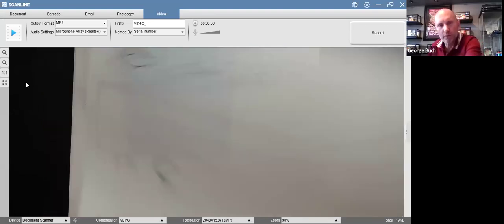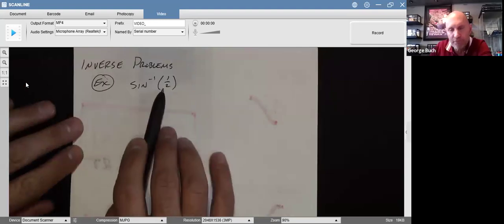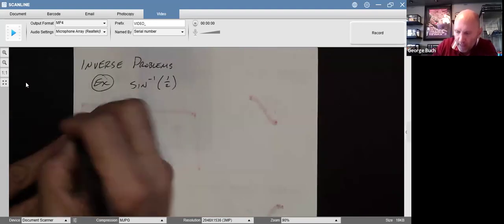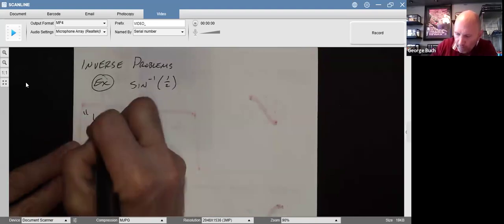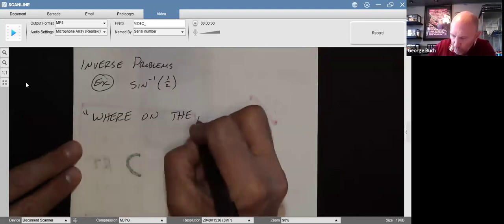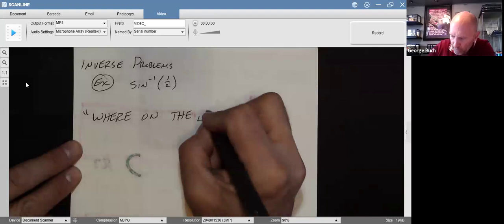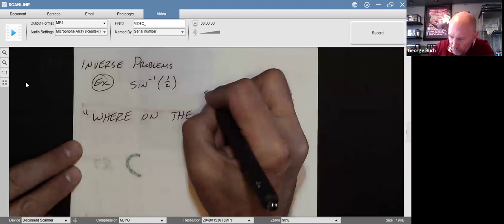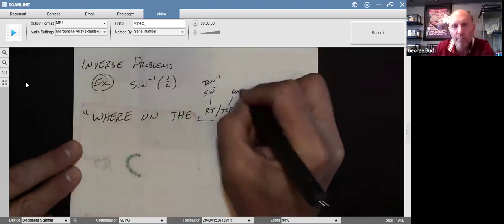So to do problems like this, like if it says find the exact value of sine inverse of 1/2, I'm going to use the following question that I ask myself every time I have a problem like this. I'm going to say, where on the blank half, and this is either going to be the right half or the top half. If it's a sine inverse or tangent inverse problem, it's going to be right half. If it's a cosine inverse problem, it'll be top half.